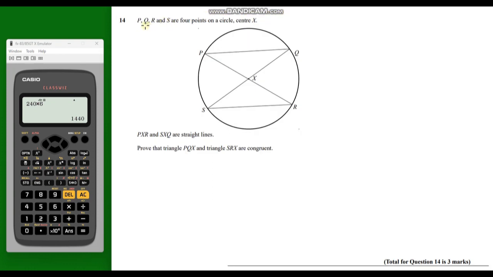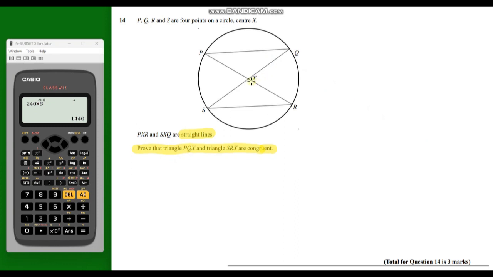Question 14. P, Q, R and S are 4 points on a circle, centre X. PXR and SXQ are straight lines. Prove that triangle PQX and triangle SRX are congruent. So we need to prove that these two triangles are congruent. Now, whenever we're proving things are congruent, we need to give reasons. So that's really important for this type of question.